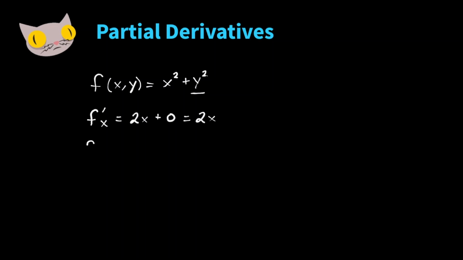Same if we're taking the partial derivative with respect to y. That's going to give us 0 plus 2y. This time, our x squared is being treated as a constant, and taking the partial derivative with respect to y will make that 0. So our final answer is 2y.